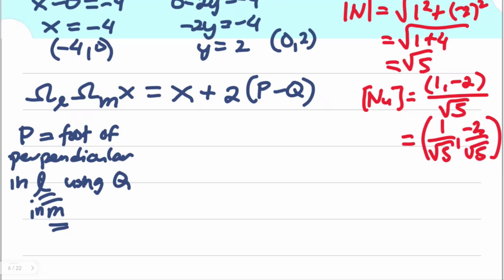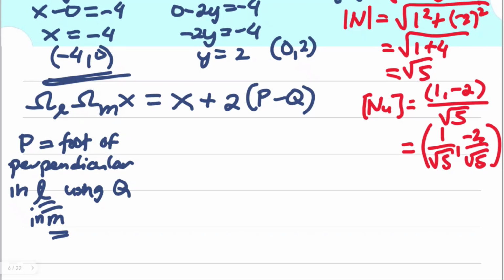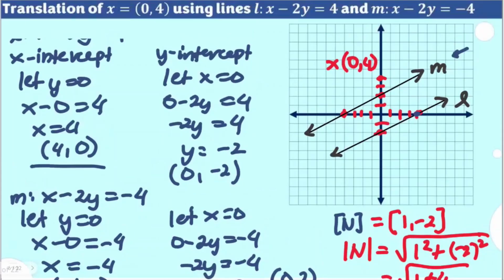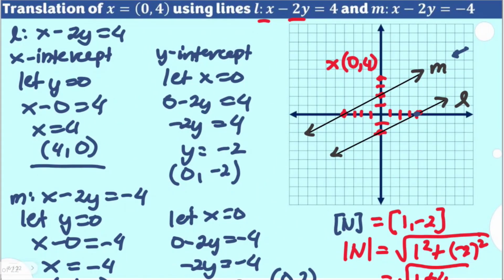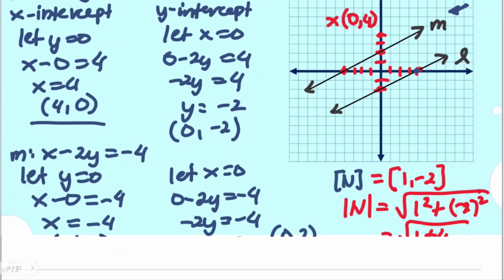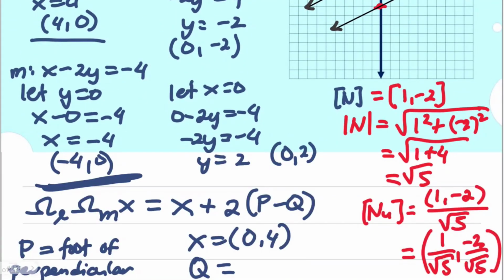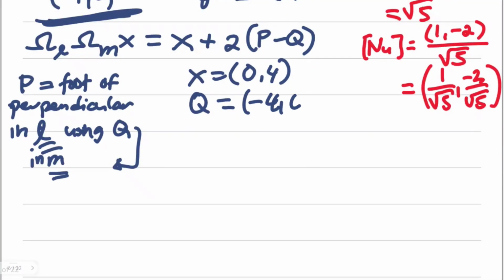So with this, let's try to identify first our point P. Take note that we need to really choose the correct points. Take note that Q should be in M. Okay? Our X is already identified here, 0 and 4. Our Q must be on M. Now, M is here. You pick your points. I would like to choose, again, the x-intercept. You can even choose the y-intercept if you want to, but to be consistent with what we did previously, let me use the x-intercept. So our Q is at negative 4 and 0.